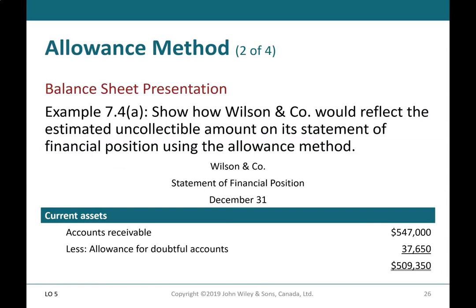Allowance method 2 of 4. Balance sheet presentation. Example 7.4a. Show how Wilson and Company would reflect the estimated uncollectible amount on its statement of financial position using the allowance method. So we have Wilson and Company's statement of financial position as at December 31st. We have our current assets for our total accounts receivable of 547,000 less the allowance for doubtful accounts of 37,650 for the net amount of 509,350.